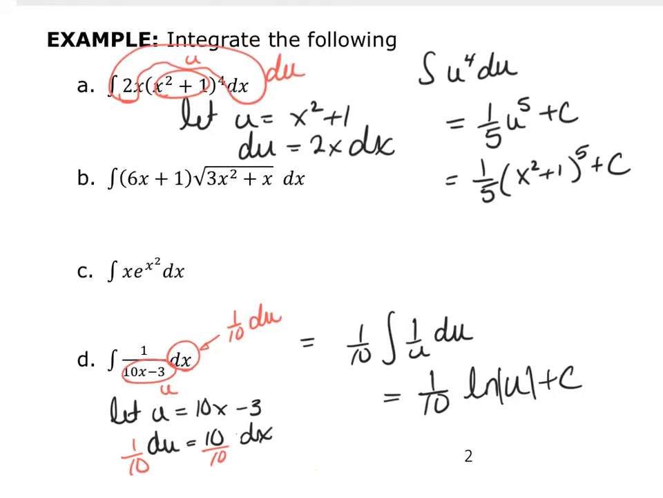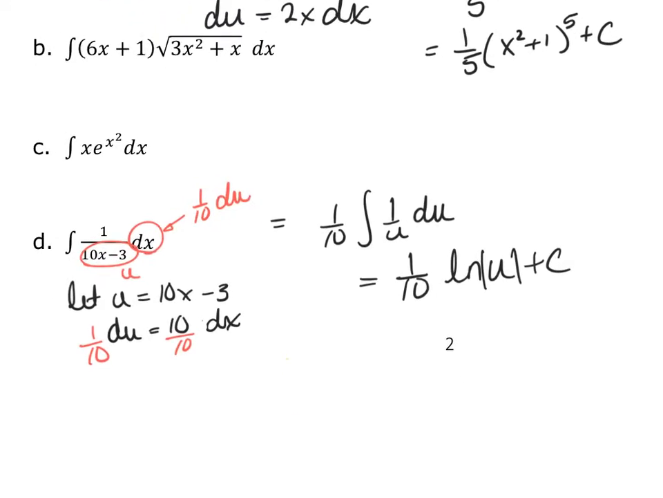But what is u equal to? 10x minus 3. And that's it. How are these two? Okay, a little shaky. It's okay if they're a little shaky.